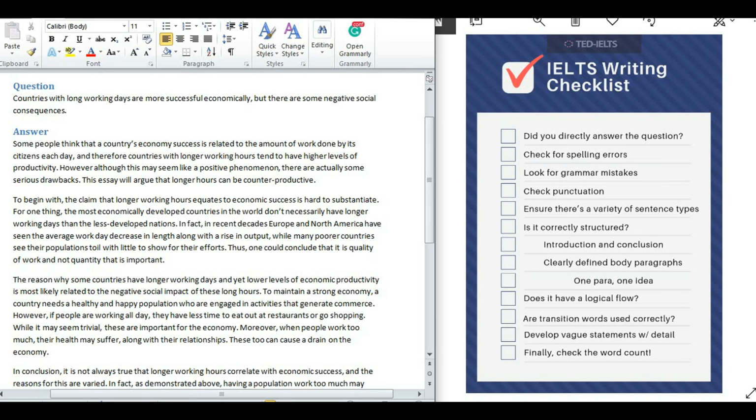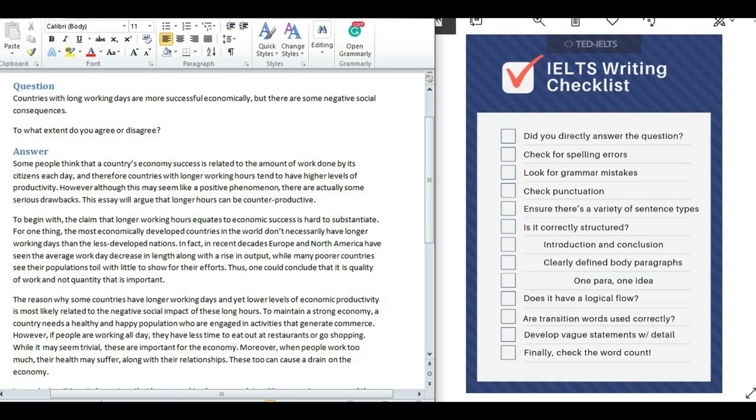So if we look at this question here, countries with long working days are more successful economically, but there are some negative social consequences. Okay, I forgot to copy in that part of the question, but it should say, to what extent do you agree or disagree? So looking at the question, we're thinking about countries. So this is not cities, it's not regions like Africa, Asia, Europe. We're looking here at this idea of long working days and more successful economically. Right, so economically meaning in terms of money, of course. So not more successfully technologically or socially, but in terms of money.